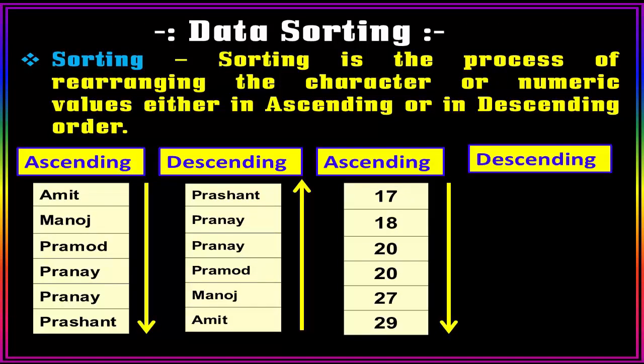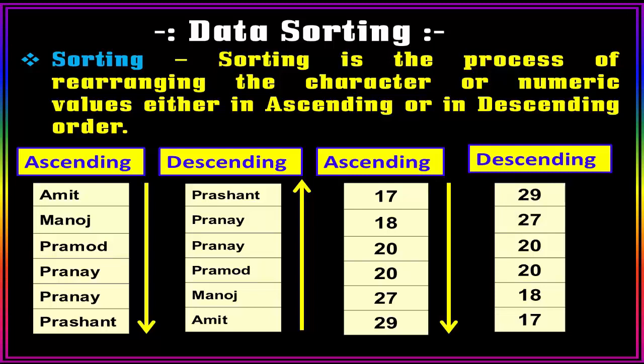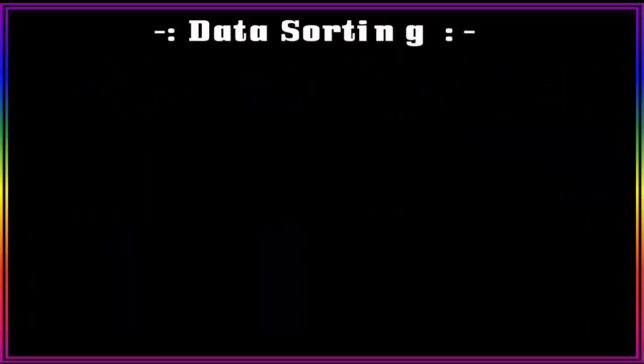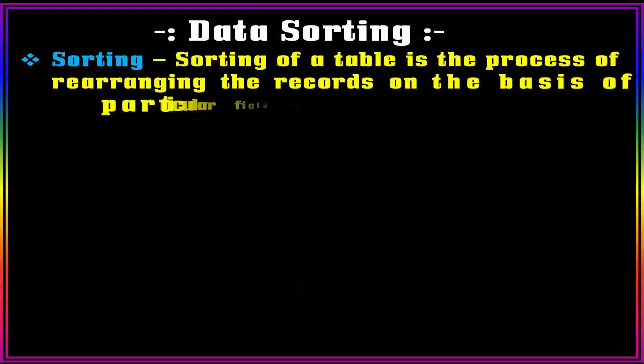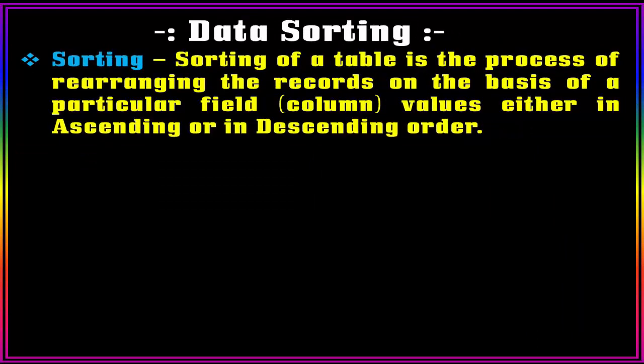Likewise, in this example, all the numbers are arranged in descending order, means decreasing order: 29, 27, 22, two 20s, then 18, 17. All numbers are arranged in descending order. Now let's see what is sorting of a table. Sorting of a table is a process of arranging the records on the basis of a particular field or column's values either in ascending or descending order.